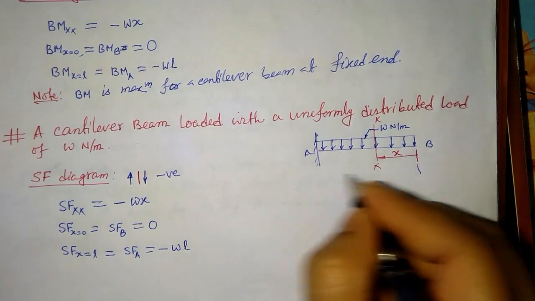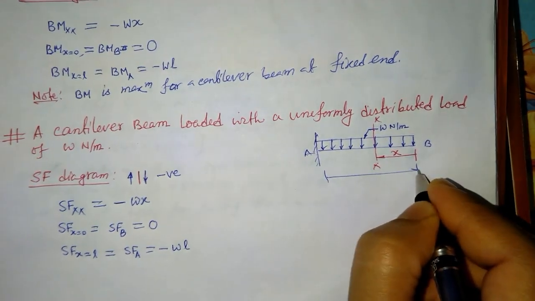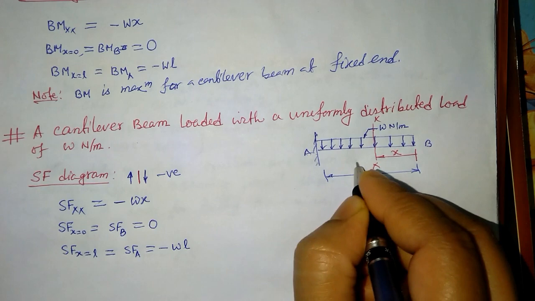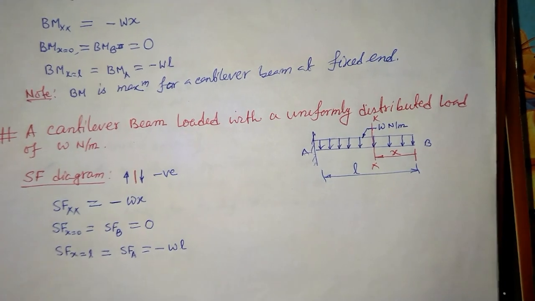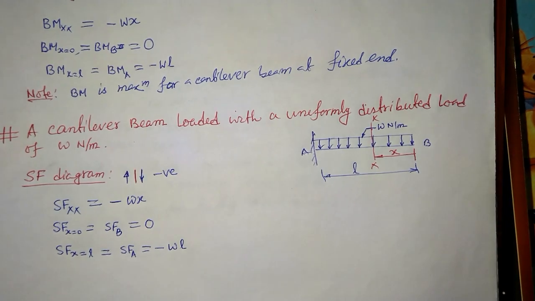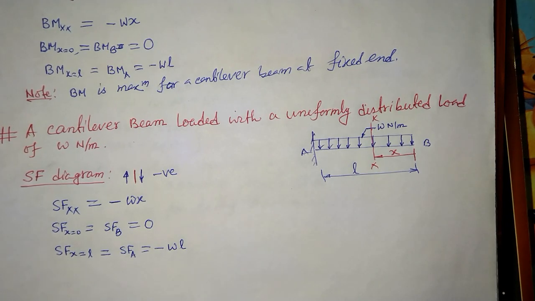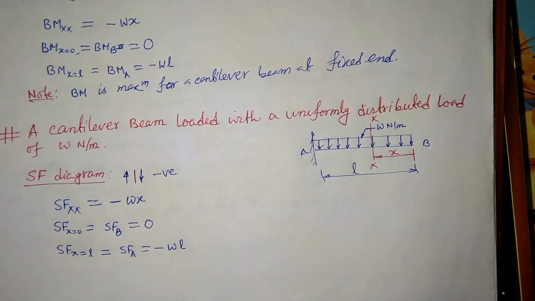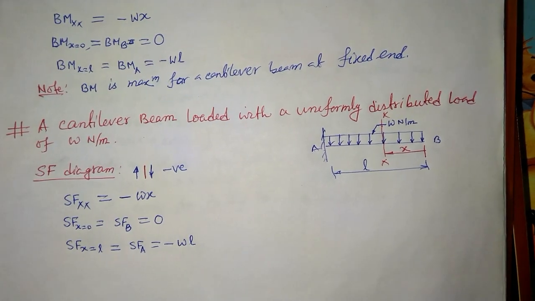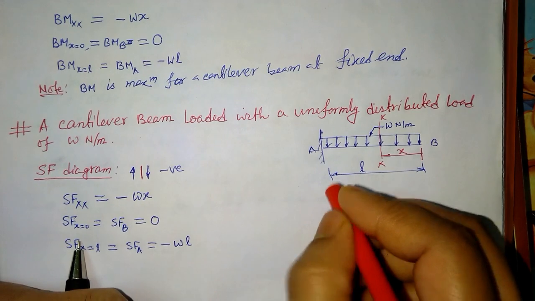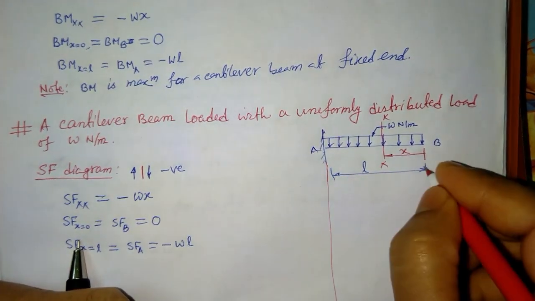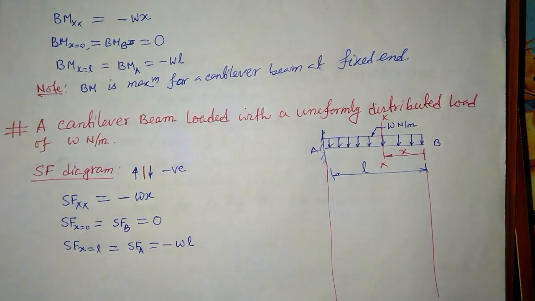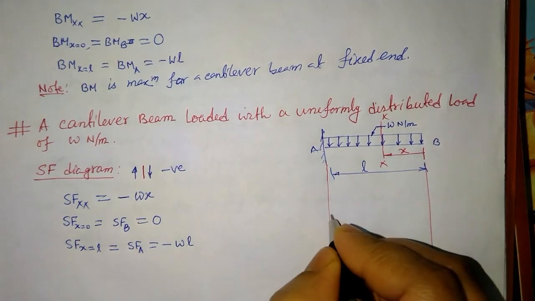Sorry, I didn't give that dimension. So this dimension is L, the length or span of the beam. Okay, so this is our shear force at x equal to L, and we can say this is the maximum. So now let's draw the shear force diagram. For drawing the shear force diagram, let's take this one.